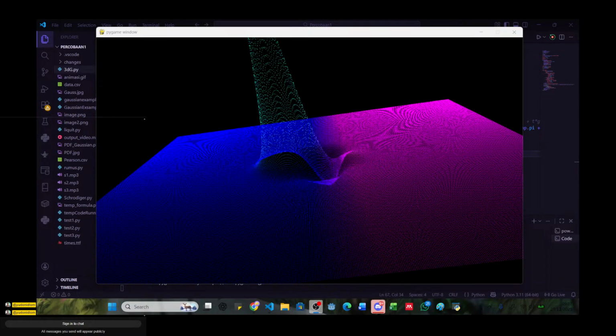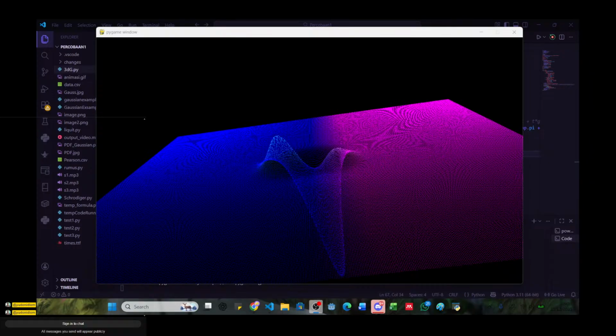And done. We don't finish it in part 1. In part 2, we could actually make the actual Gaussian wave packet in 3D space here.